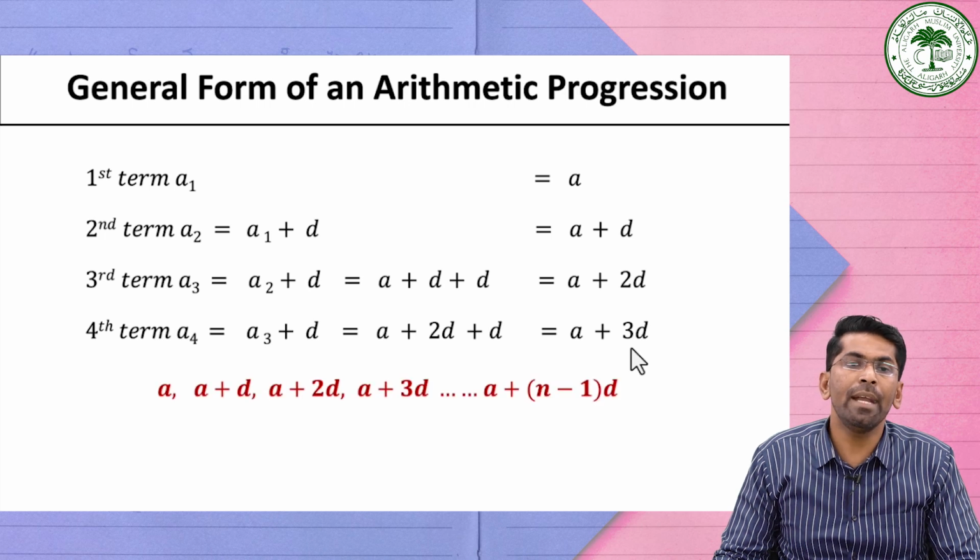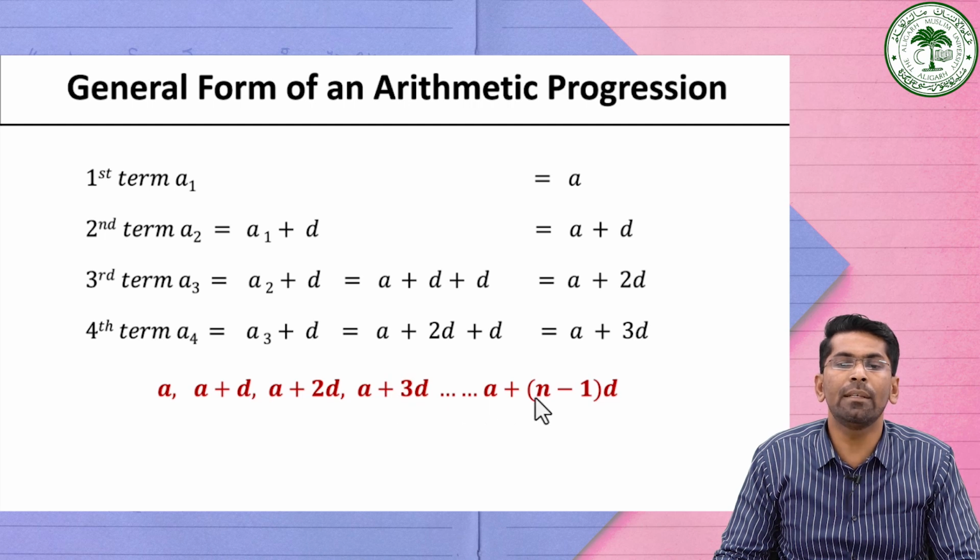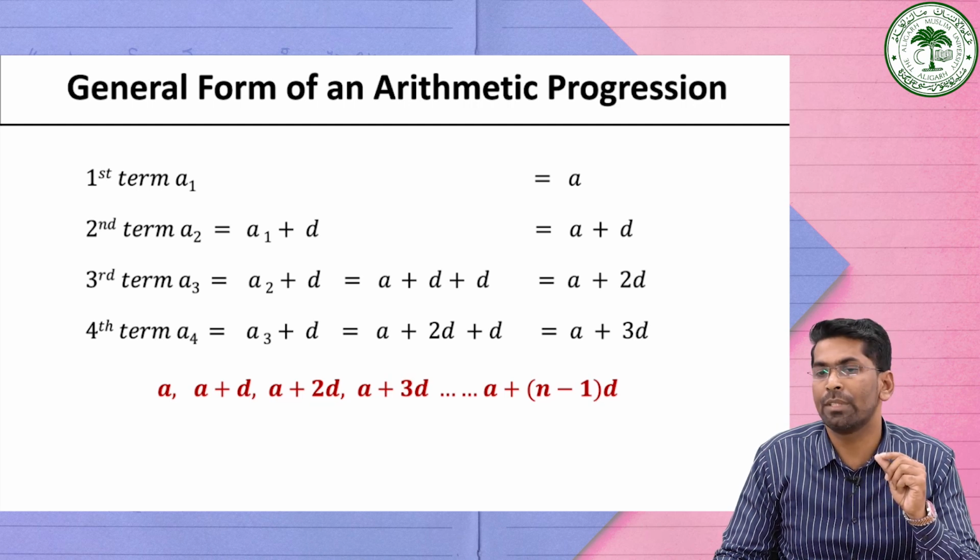So we can write a general form of an arithmetic progression: a, the first term, a plus d, the second term, a plus 2d, the third term, a plus 3d, and up to the nth term, that is a plus n minus 1 into d. The nth term will be a plus n minus 1 into d. So here the common difference between two consecutive terms can be seen as a constant.